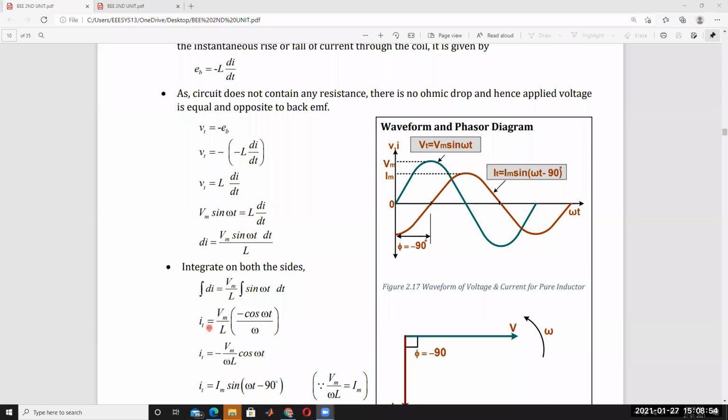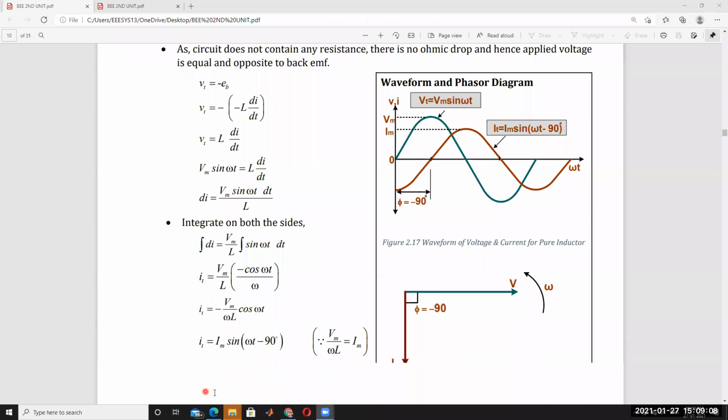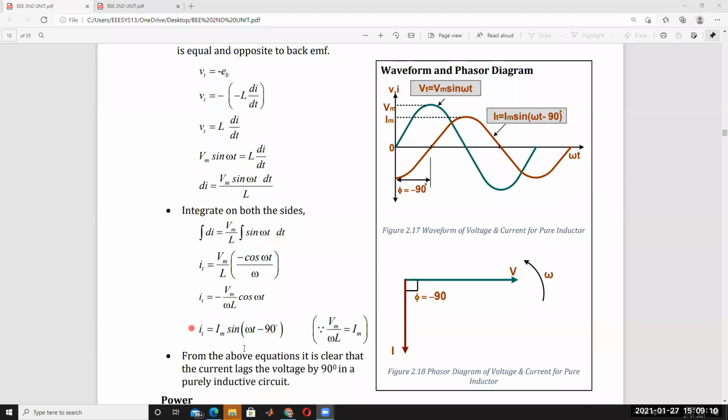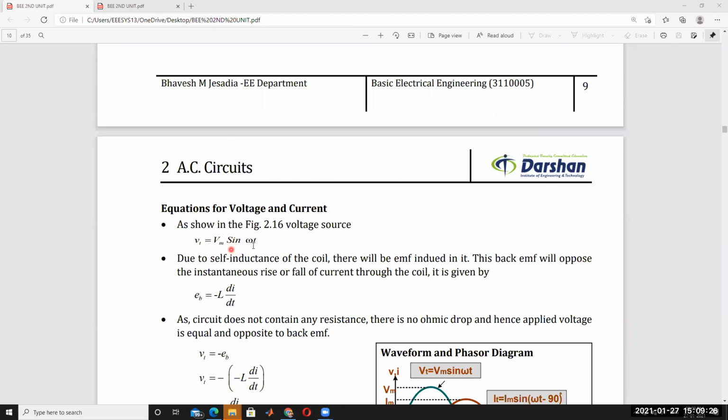Then it is equal to Vm by L into minus cos omega t by omega. After applying the integration, you will get minus Vm by omega L into cos omega t, which is equal to Im sin omega t minus 90 degrees. So this is the current expression across a pure inductor. Understood? What about Vt? Vt is just equal to Vm sin omega t.